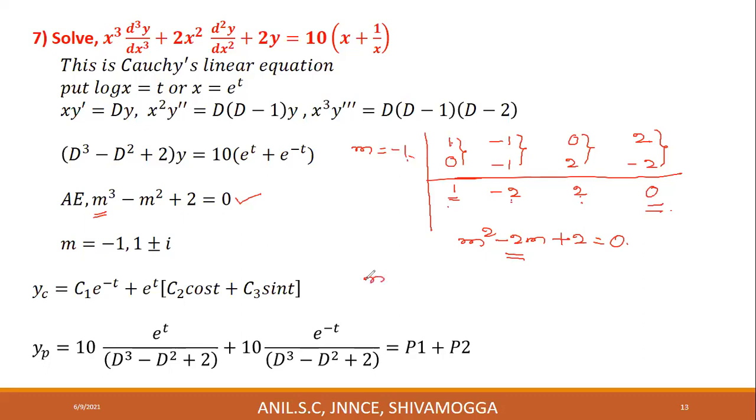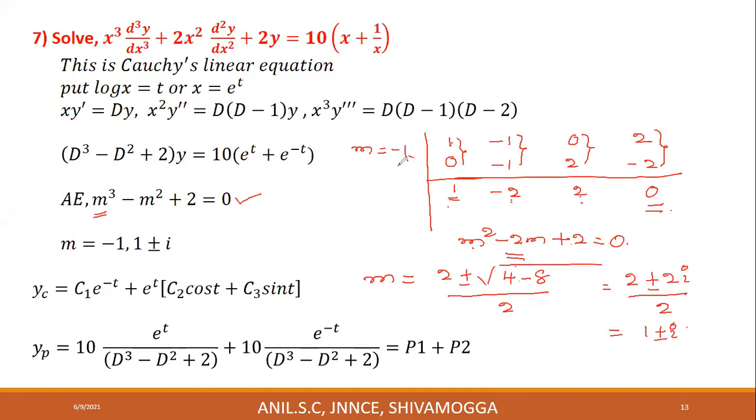whose roots are given by minus b, plus or minus square root of b square minus 4ac, divided by 2a. b is minus 2, minus b is plus 2. b square is minus 2 whole square, minus 4 into a, which is 1, and c is 2. 4 into 2 is 8, divided by 2. This is equal to 2 plus or minus square root of 4 minus 8, which is minus 4. Square root of minus 4 is 2i, divided by 2. Therefore, this is equal to 1 plus or minus i.